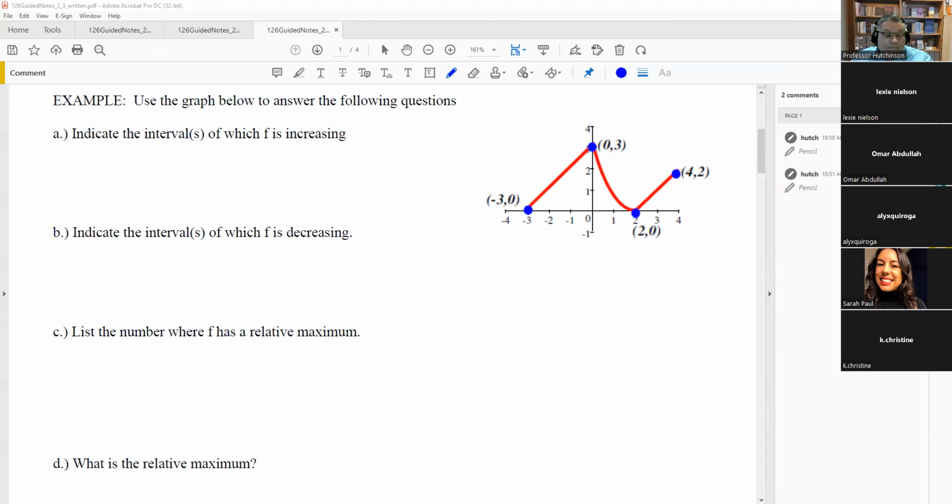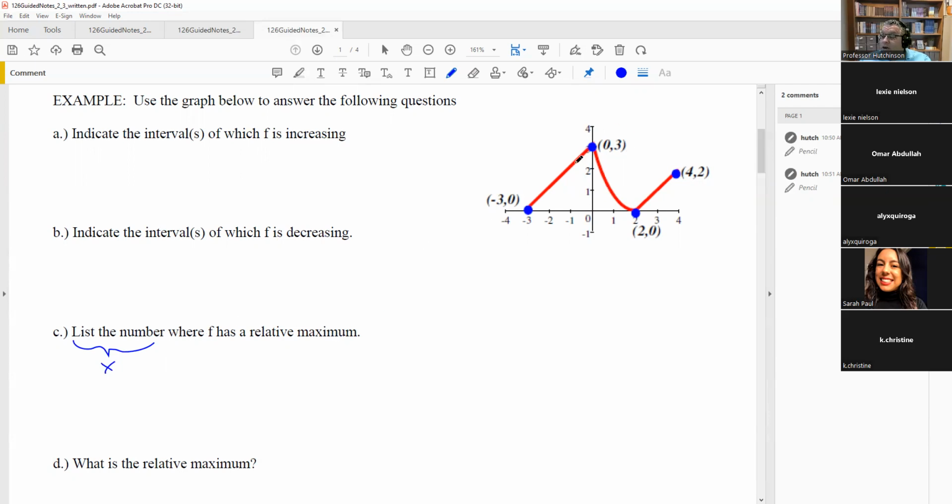So for this, it says list the number where f has a relative max. This phrase right here, list the number, means x. So it says list the x values where f has a relative max.